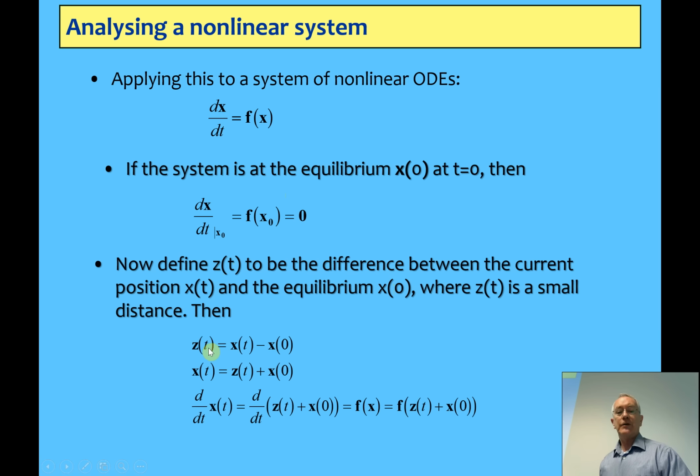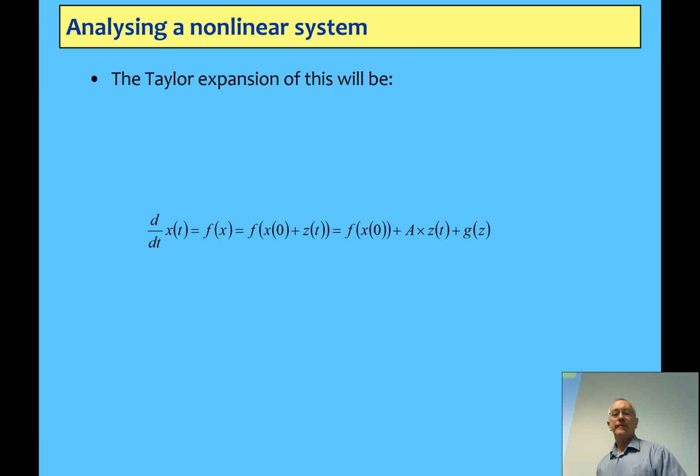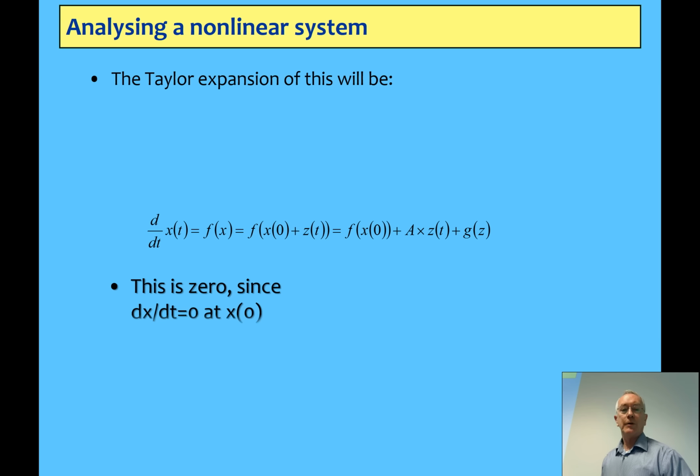Then what you get is z at t is equal to x at t minus x at 0. So I rearrange this and say x at t, which is the dynamic system I'm trying to describe, is equal to z at t plus x at 0, and the differential of that is therefore the differential of the deviation plus the original value. That comes down to being just a function of x because the value of that equilibrium is 0. That's what you finally get. It's very messy notation, but I'll apply it for the model as we've done so far.